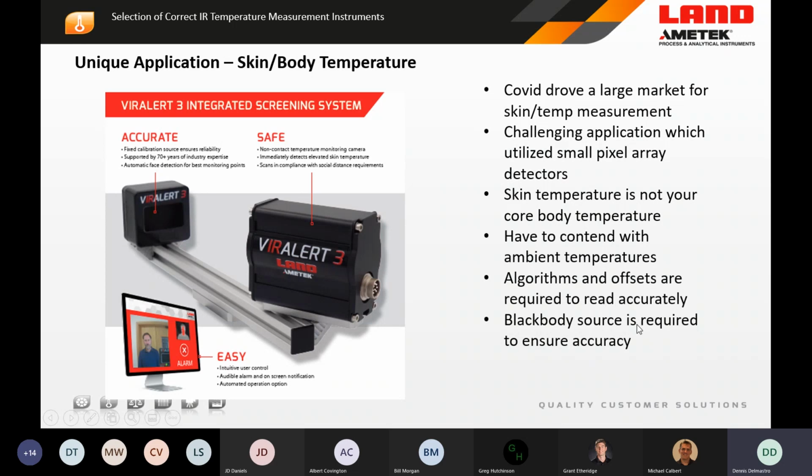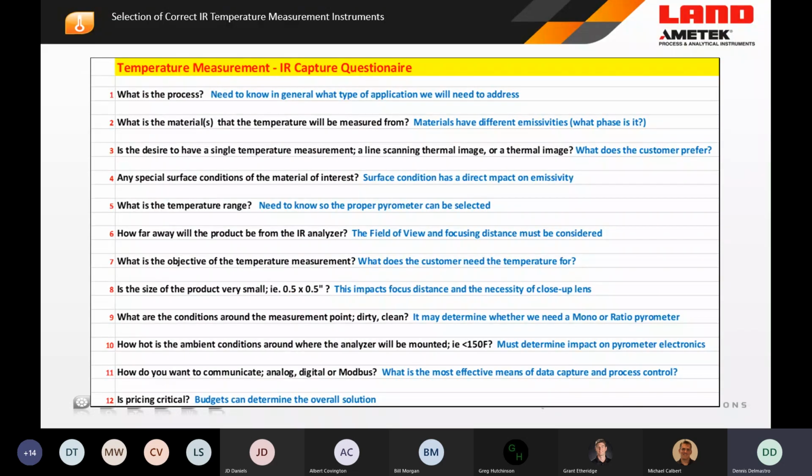And if you really want accuracy, we did this with several thousand systems we sold during COVID. You have a black body calibrator literally within the field of view of the camera. So the camera always knows how accurate its electronics are because it's always looking at a stable black body.